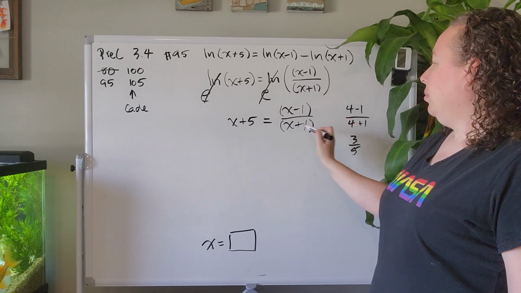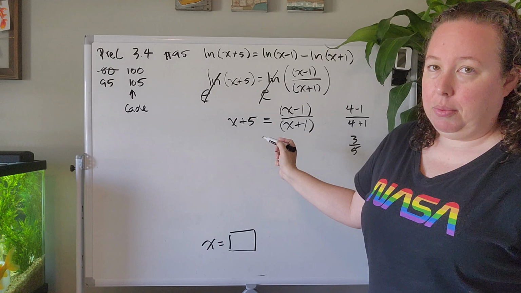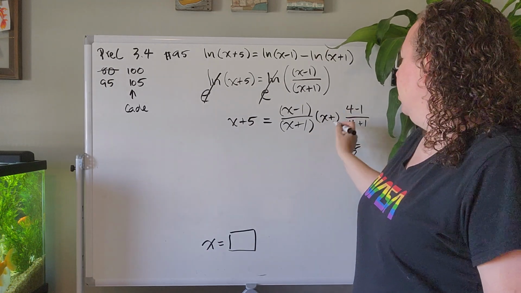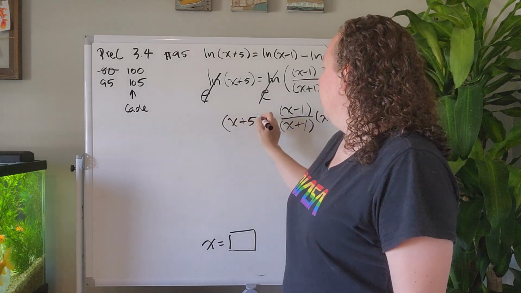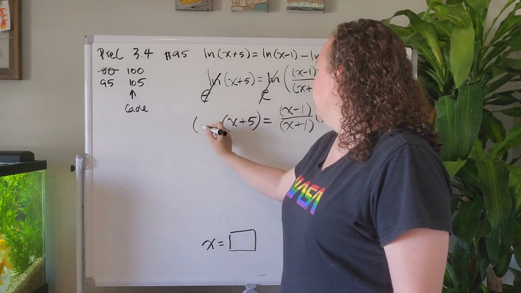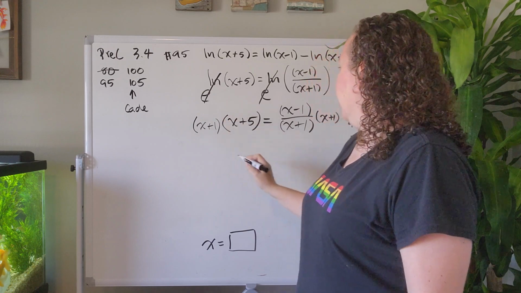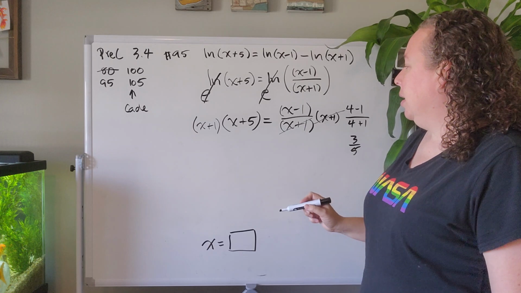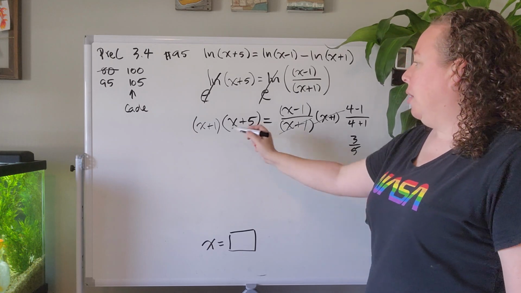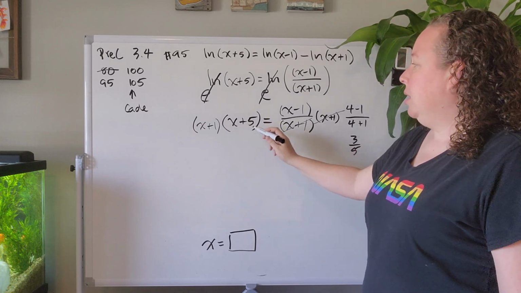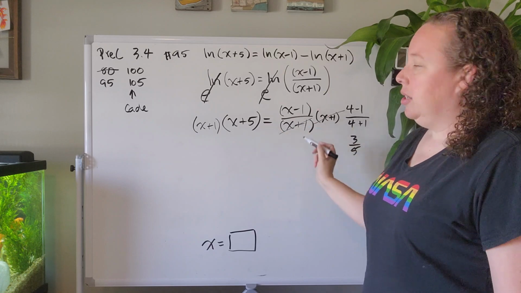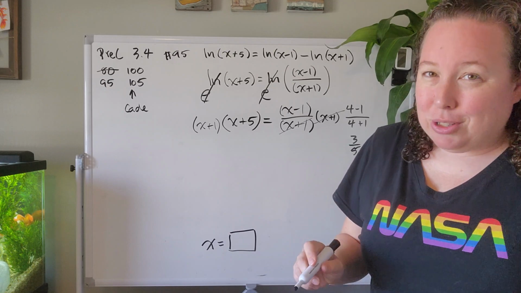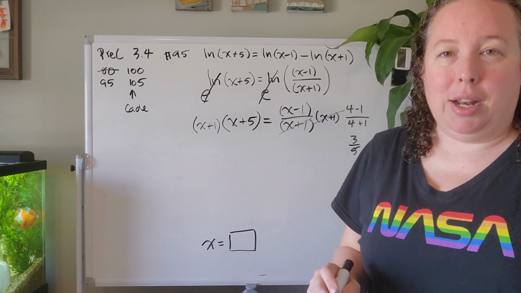However, when we've got something in the denominator that we don't want there, we can move it just by multiplying. And so we can multiply both sides by x plus 1. So here, this x plus 1 cancels out this x plus 1. And so now we've got x plus 1 times x plus 5 is equal to x minus 1. In other words, what we are now seeing is a quadratic equation.